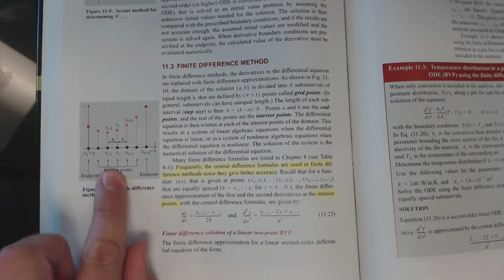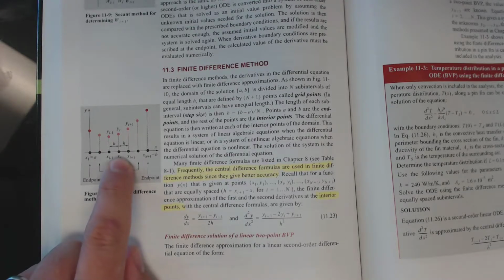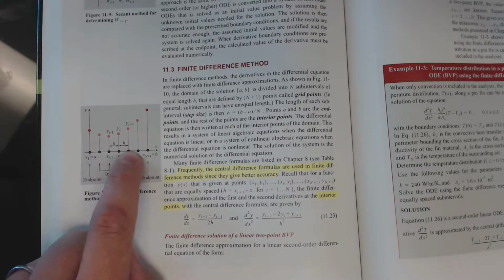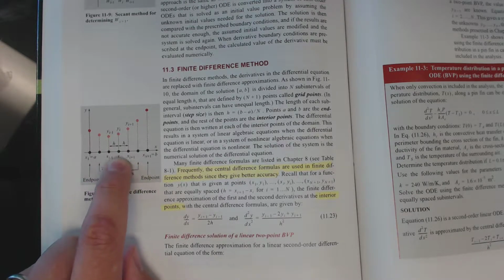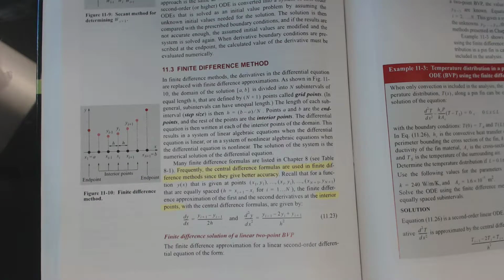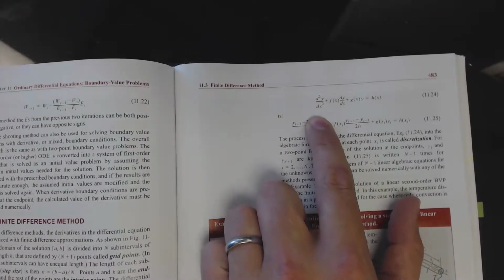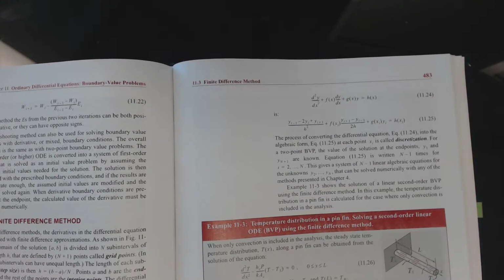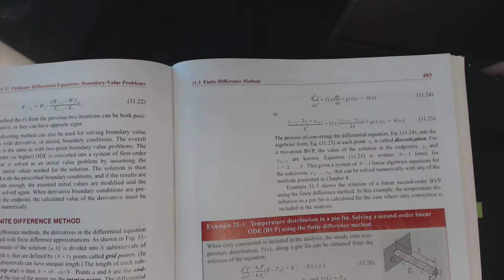So if you're looking at point x of I, the central difference actually depends on the left point and the right point, equidistant h around point x of I. So it's a fairly straightforward process. If you have some example differential equations given in 1124, you have the second derivative of y with respect to x plus some function of x, unknown in this example, multiplied by the first derivative plus a function of x multiplied by y equals some forcing function h of x.